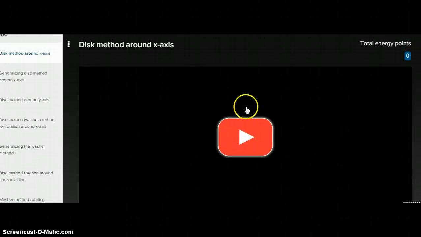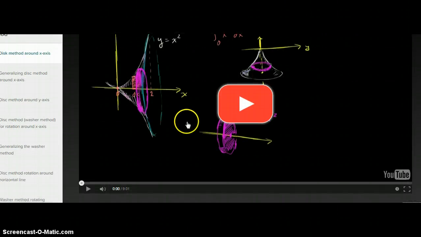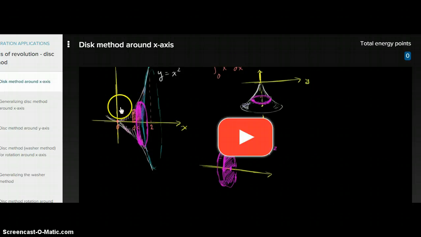Each one of them has a link. This is a 9-minute video on the disk method around the x-axis. It's a nice video for visual purposes. So if you're having a hard time visualizing how something two-dimensional becomes three-dimensional, this video will be helpful.